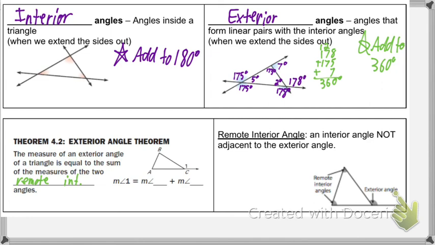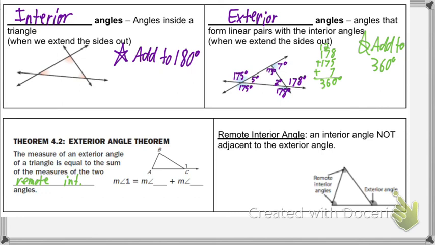So if the exterior angle is up here, these are the remote two because they're away. If the exterior angle is down there on the bottom left, these are the remote two because they're far away. So whatever the remote angles are depends on which exterior angle you're talking about. Does that make more sense? Thanks for telling me that.